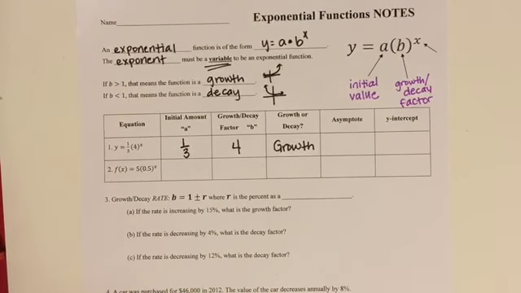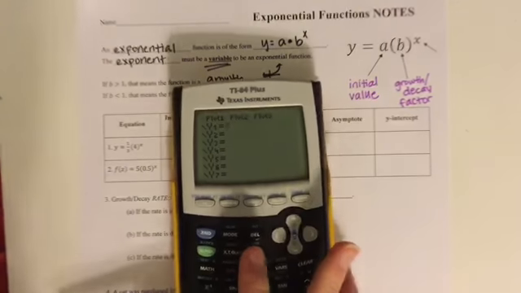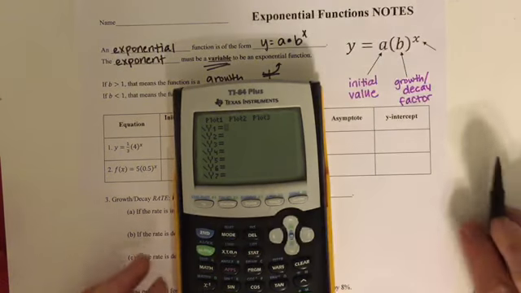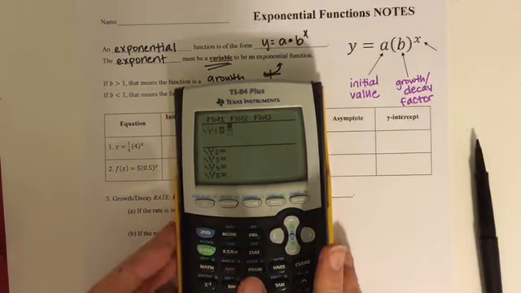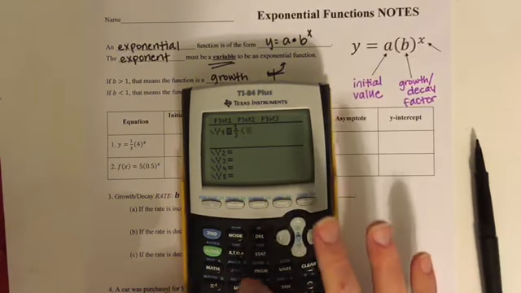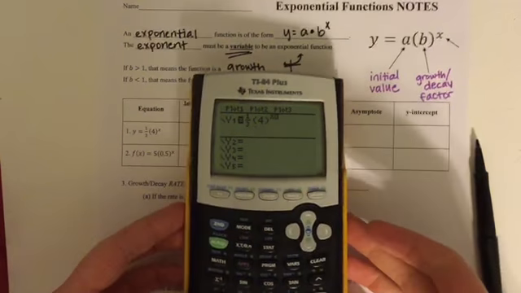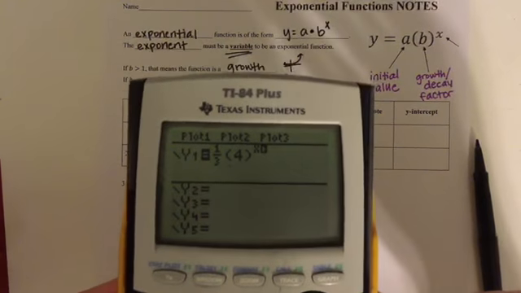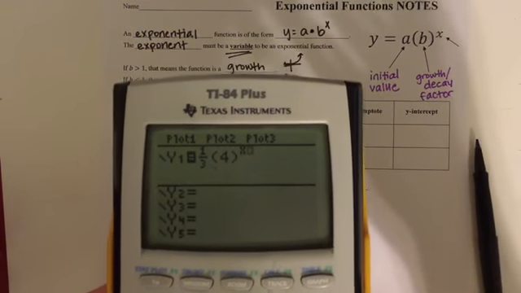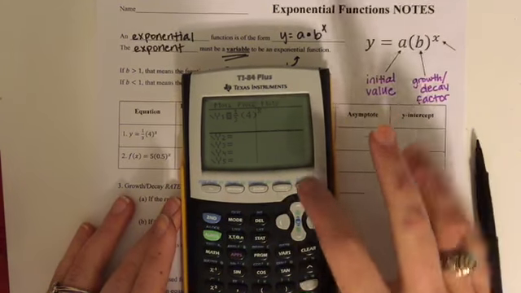Okay, asymptote. This is where it's kind of hard to see unless you look at the graph. So I'm going to take my calculator and plug in our equation. Remember, alpha y equals, get you the 1/3, parentheses 4, parentheses close, exponent of x. This would be a great time to pause the video. Make sure, does your screen match my screen? Okay, and then I'm going to graph it.